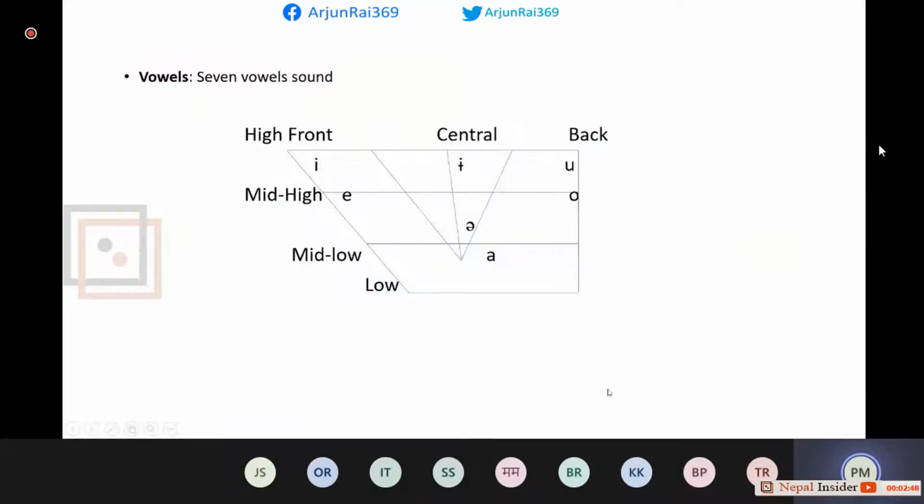And this is the vowel chart of Maola, and altogether Maola has 7 vowel sounds, out of which 2 are front vowels, 3 are central vowels, and 2 are back vowels. And here the front vowels and the central vowels are the unrounded ones, and the 2 back vowels are the rounded vowels.